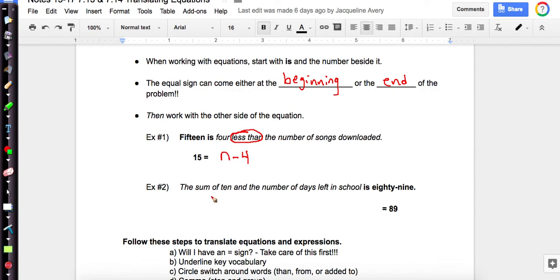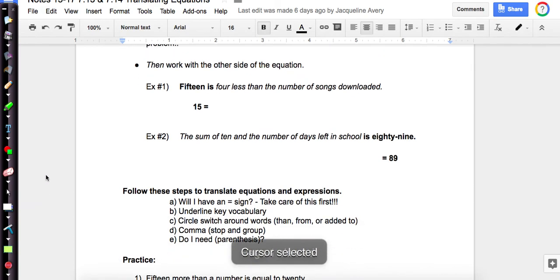Okay, example number 2. The sum of 10 and the number of days left in school is 89. So we're going to underline sum. Is 89. So we're going to write equals 89. And then how do I write the sum of 10 and the number of days left of school? Good. 10 plus, and I'll use D for days. 10 plus D. Notice I didn't switch the order because I didn't have a switch around word, so I put the 10 first. 10 plus D.